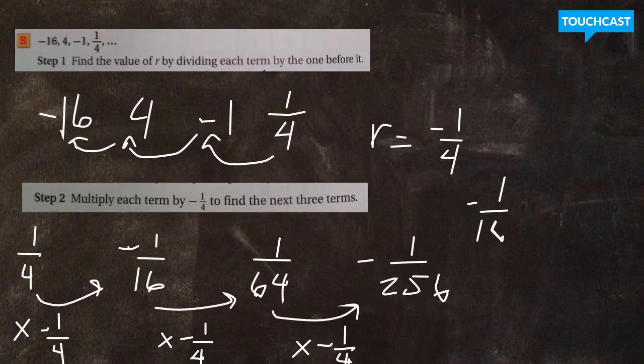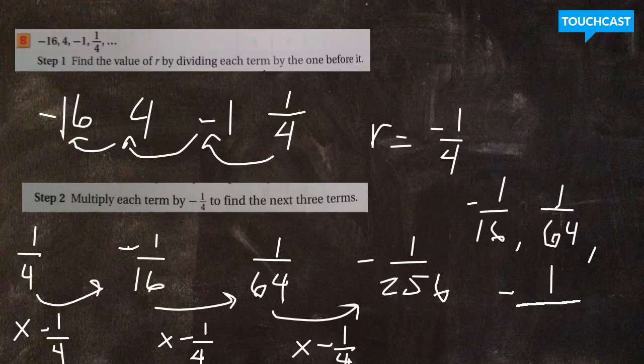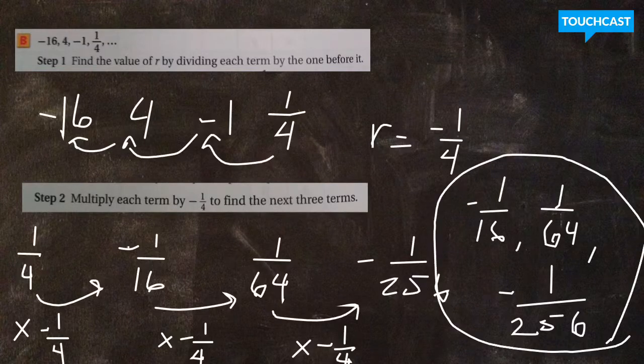So our next three terms are just -1/16, 1/64, and -1/256. We've found the next three terms. We have finished example 1.